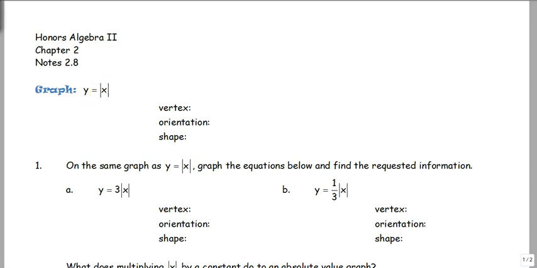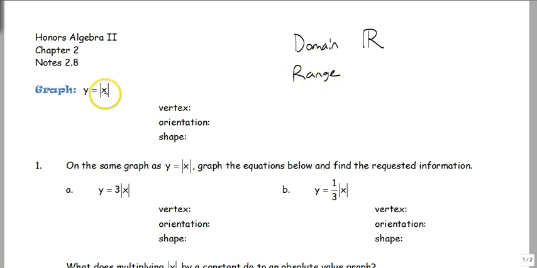So the first thing you should see on your note sheet is graph y equals absolute value of x. Well, let's think about this. We could put any x value in here. So the domain for this problem is all real numbers. Okay? But what are my output values? What can my range be for this problem?